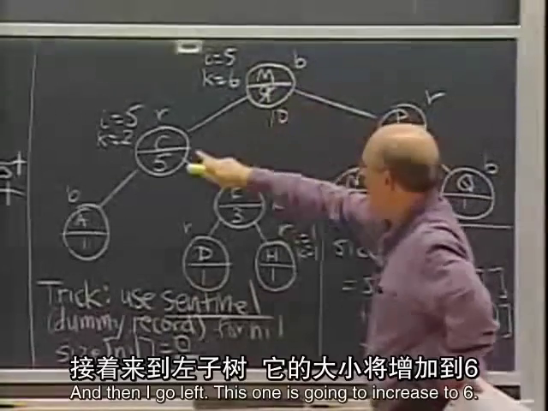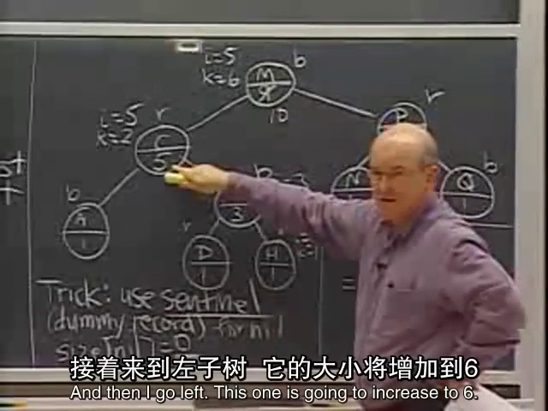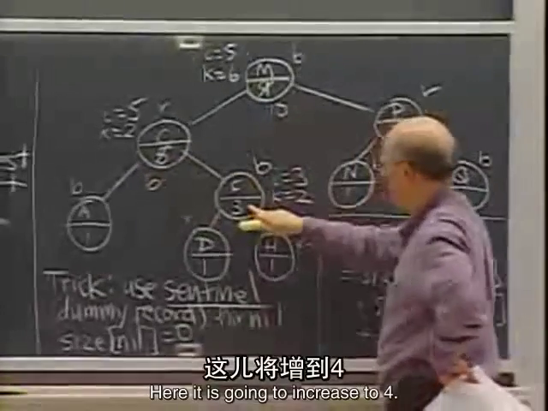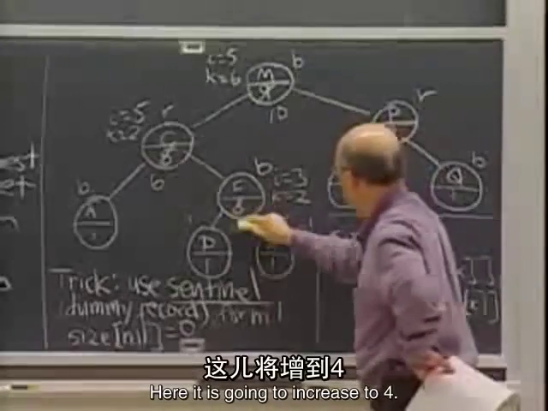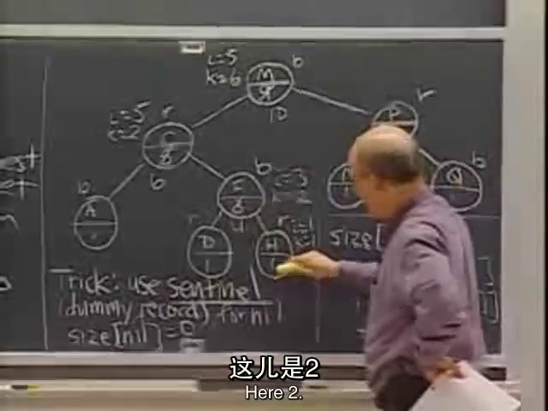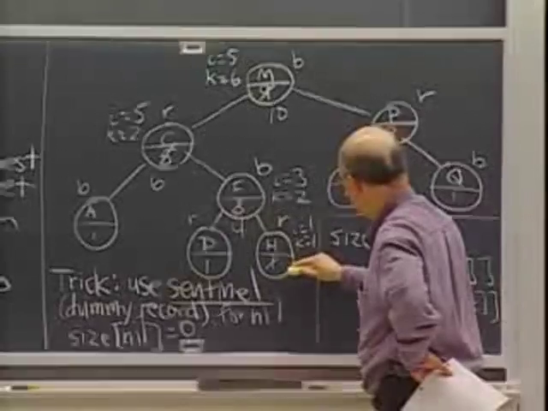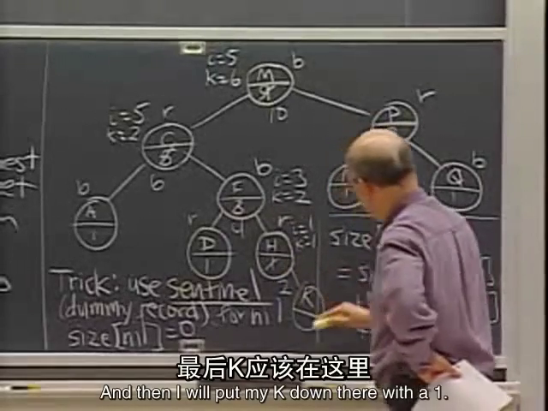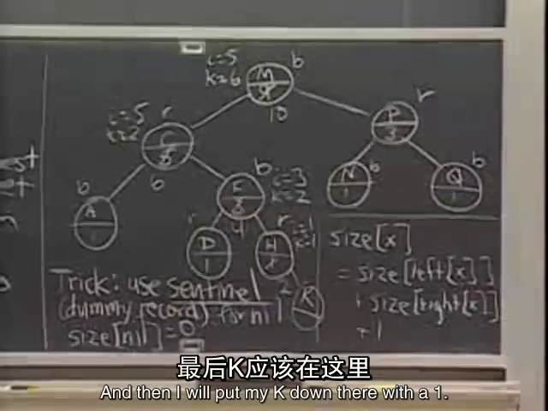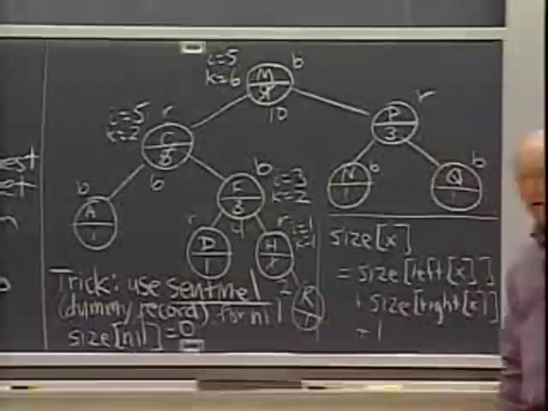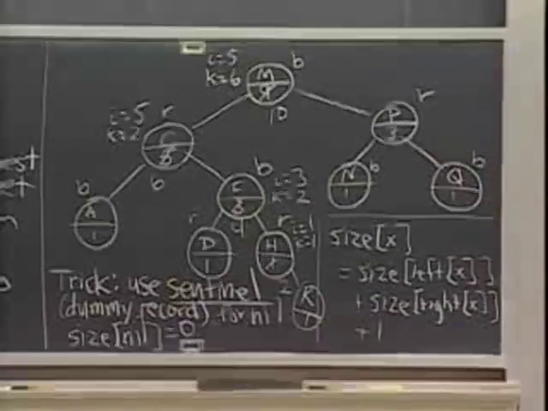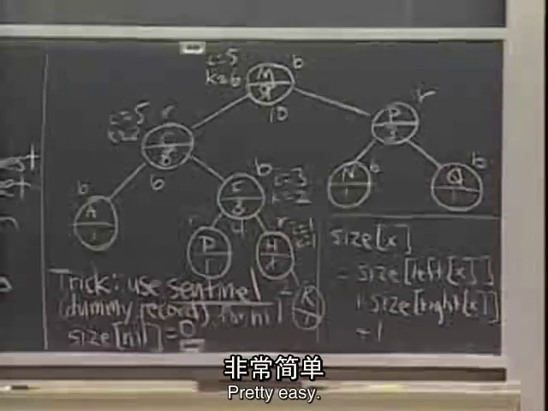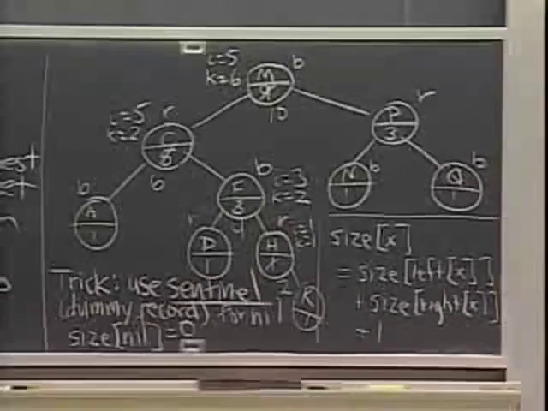And then I go left. This one's going to increase to 6. Here it's going to increase to 4. Here, 2. And then I'll put my k down there with a 1. So I just update it on the way down. Pretty easy.